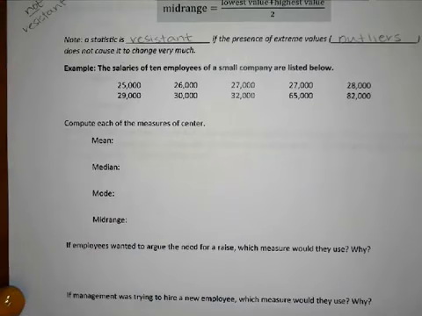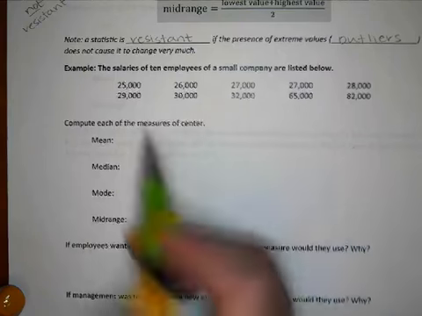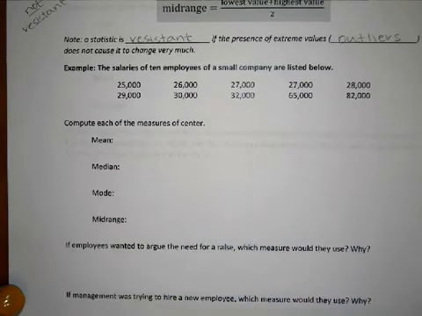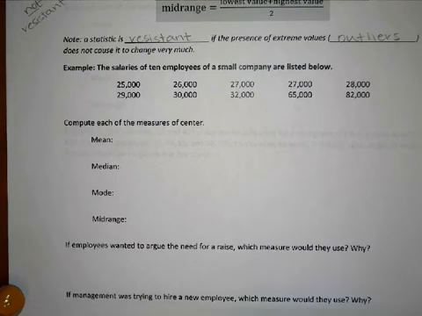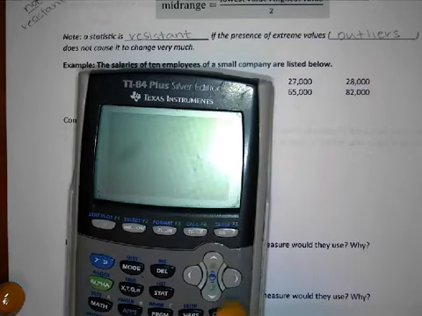All right, so we're going to look at an example. The example says the salaries of 10 employees of a small company are listed below. So these are all salaries. They're in dollars. Compute each of the measures of center. So for the mean, we just had to add them up and then divide by 10.